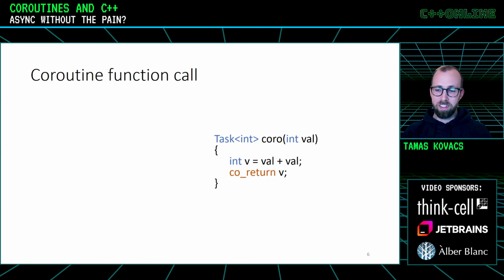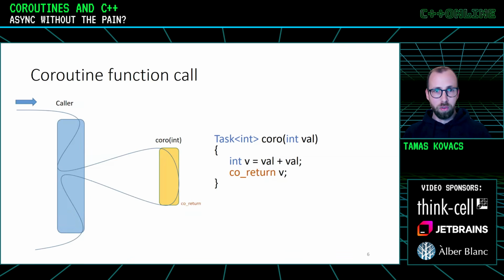And if you take a look at the control flow, then surprisingly, nothing very special happens. Just like a simple function call, the caller starts the coroutine, reaches the co_return, executes everything, and gives everything back to the caller. So pretty much the same as a simple function call.